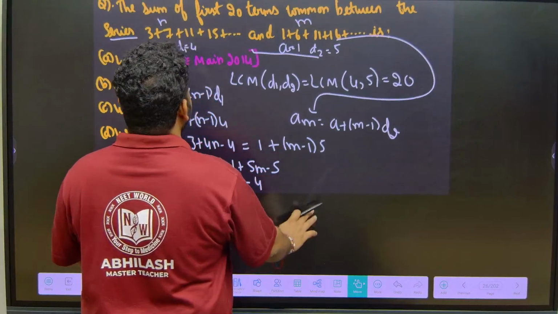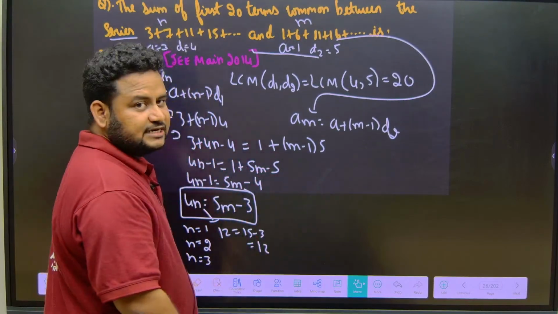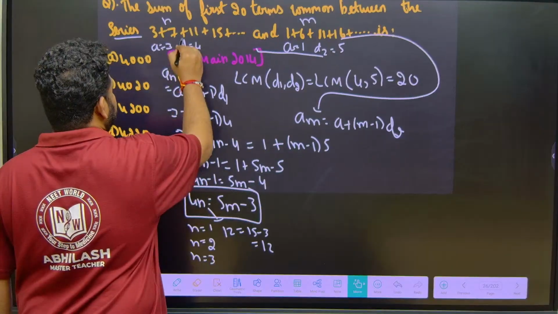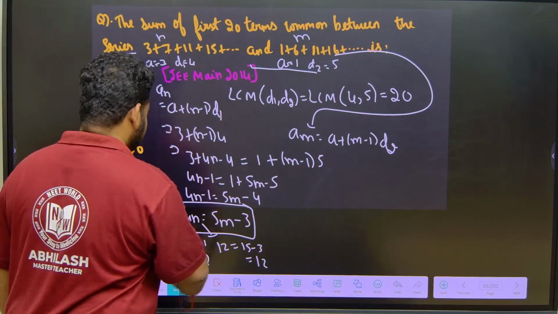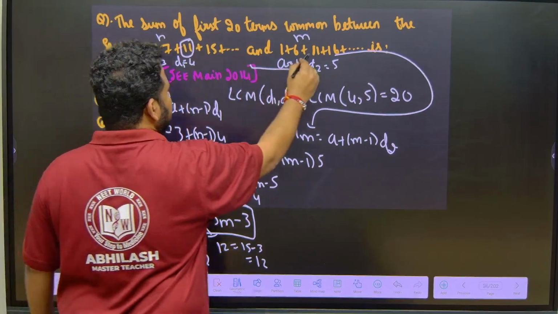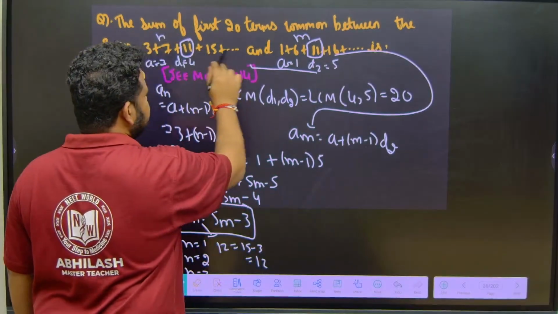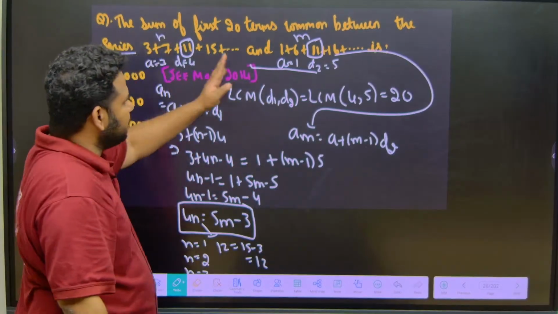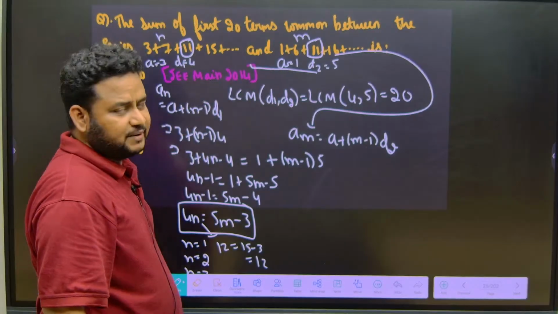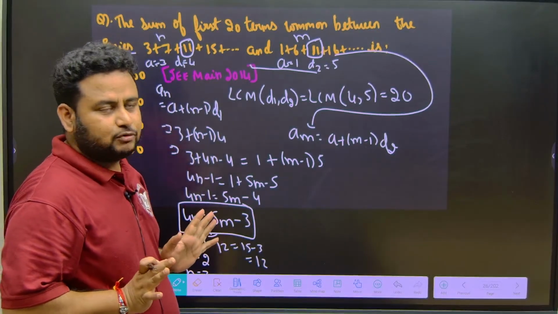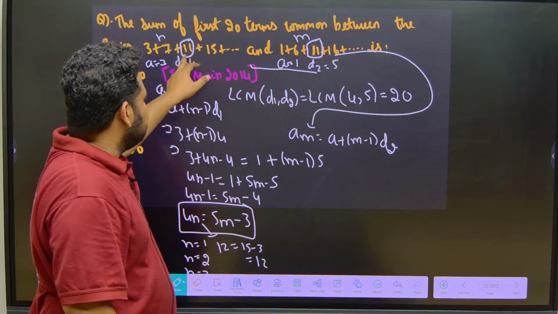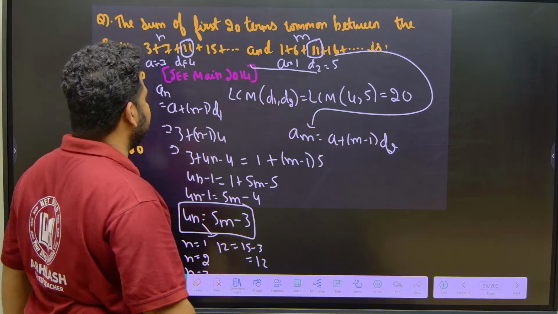The third term is coming as common, that is 11. 11 and 11 are coming as common, that is, the third term here and the third term here are common. Directly by looking at it, you can say the third term is common, but I wanted you to know the approach. That's why I told you how to solve this question.